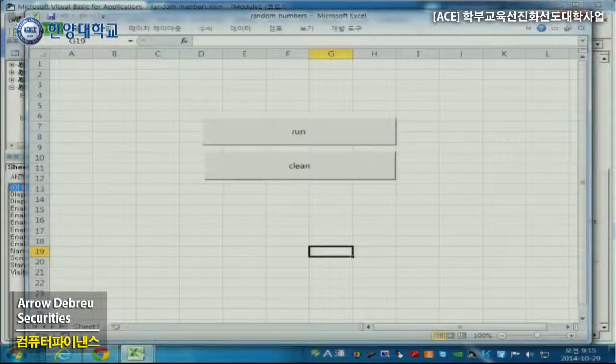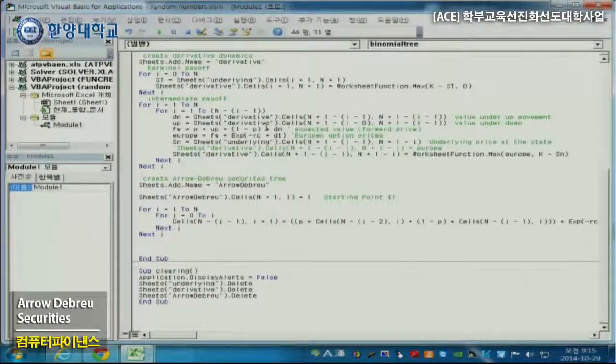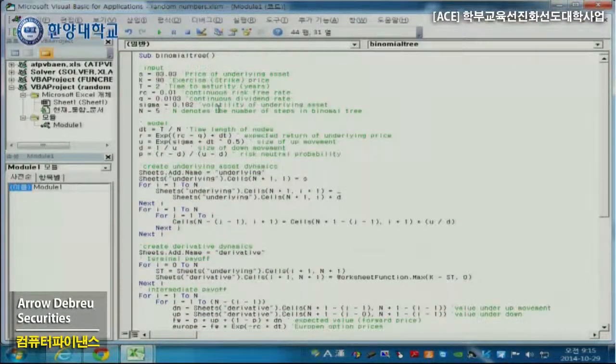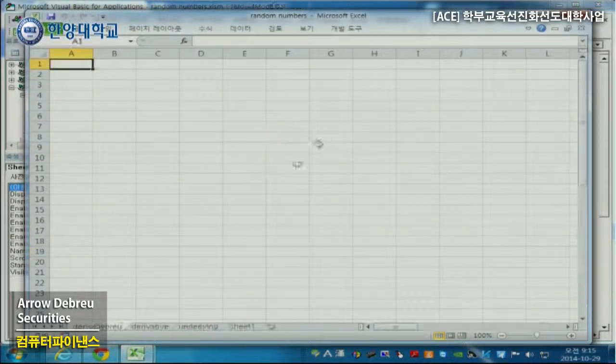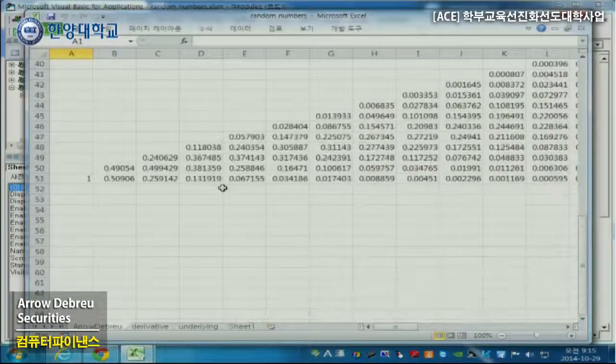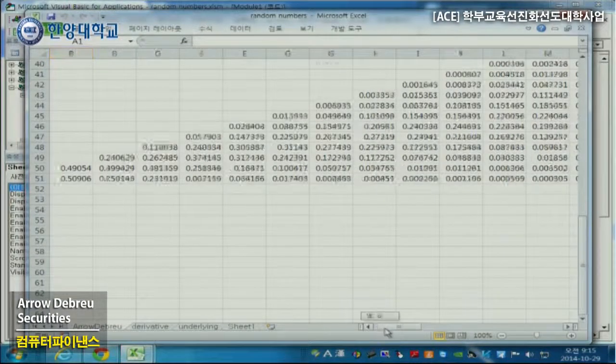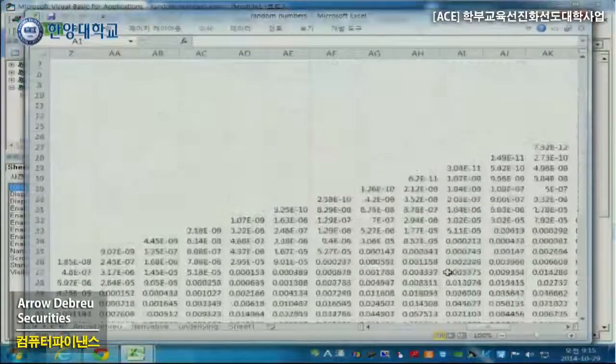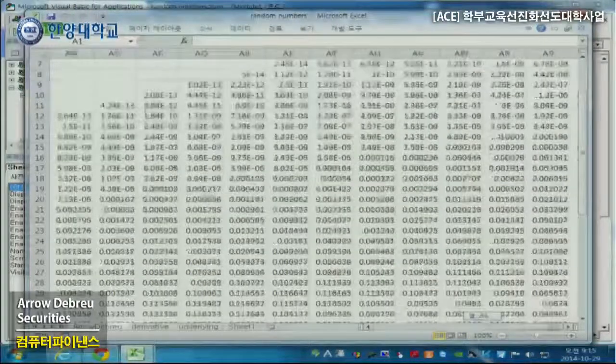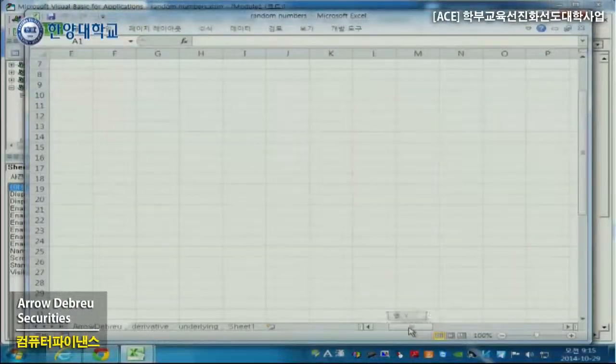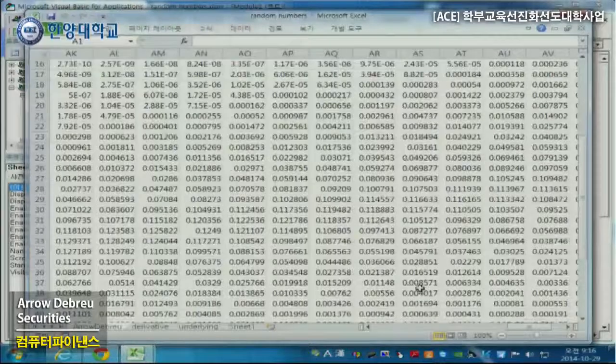And then if I change this one, maybe I can make a larger tree. So let's make a tree size 50. Okay, 50, and if I run, okay, and of course I have a huge Arrow-Debreu security table like this, a very large one. It is quite large.